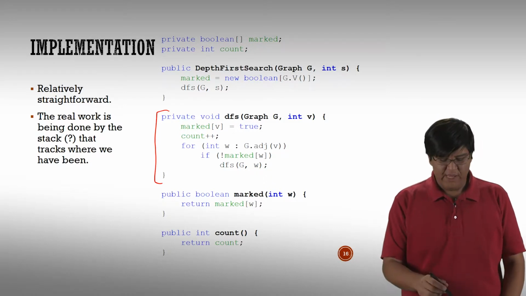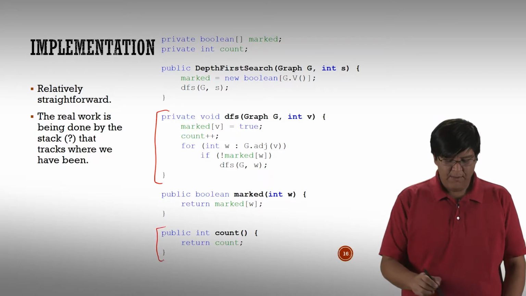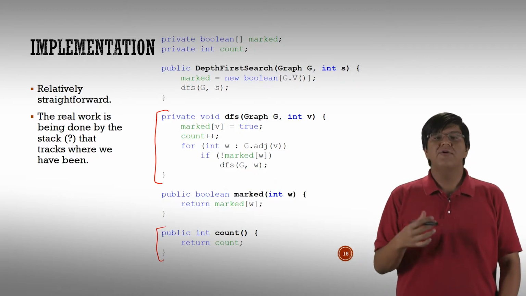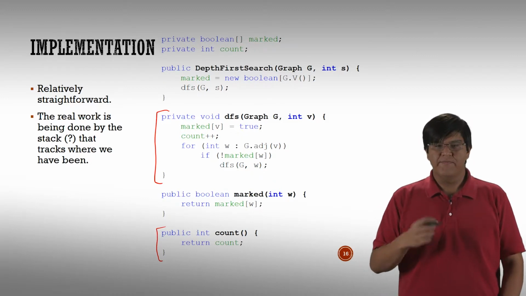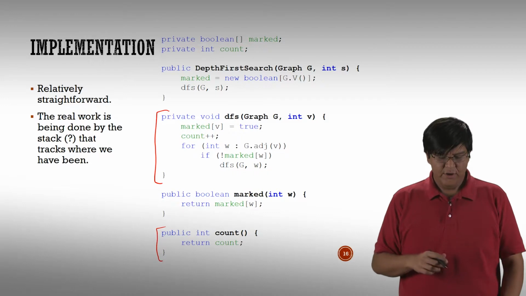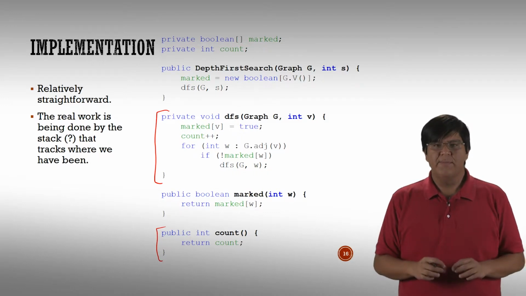Last thing we have is, of course, count. Count is basically checking how many nodes were reachable from that very first one. So yeah, this is our source code. All in all, it looks really, really simple.